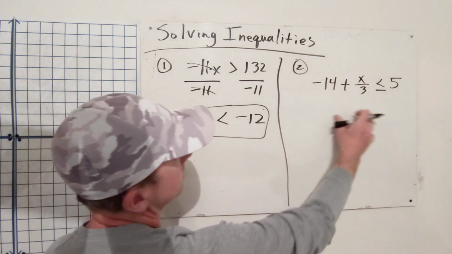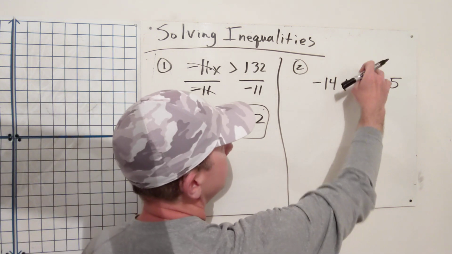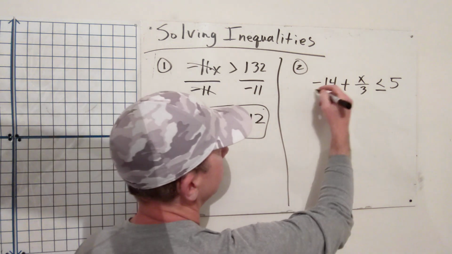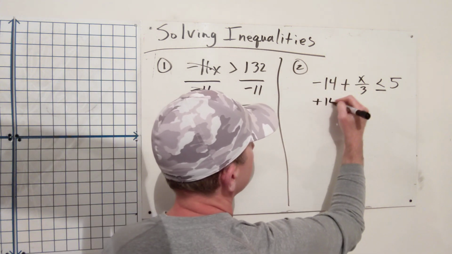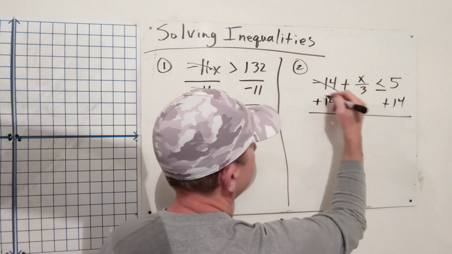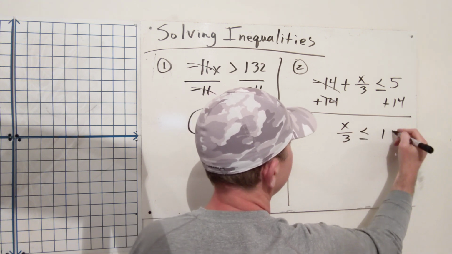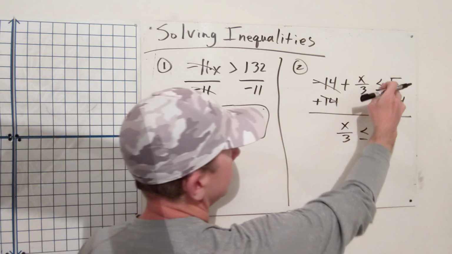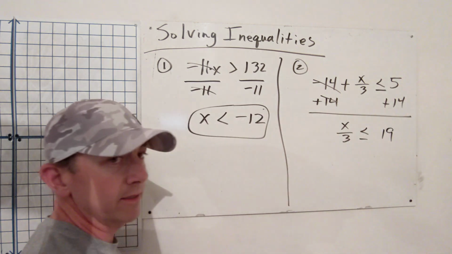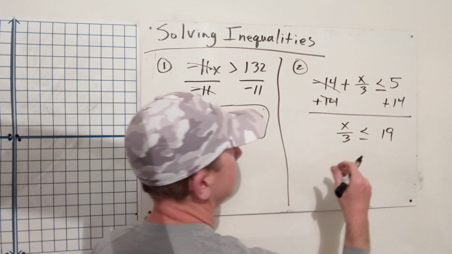All right, for the second one, this is going to be a multi-step inequality. We're trying to get x by itself, so we need to move the 14 over. So we're going to take the inverse operation of minus 14. We're going to add 14 to both sides. When we do that, these are going to cancel out. We're going to get x over 3 less than or equal to 19. In this one, we brought down the less than or equal to because we just added to both sides. Adding and subtracting, you don't change the sign. It's only when you multiply or divide by a negative that you'd have to change signs.